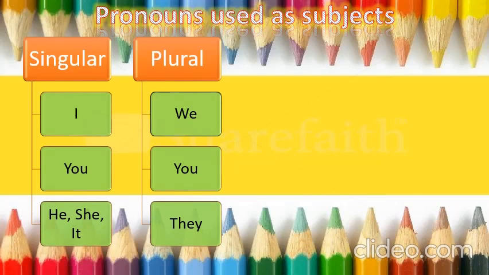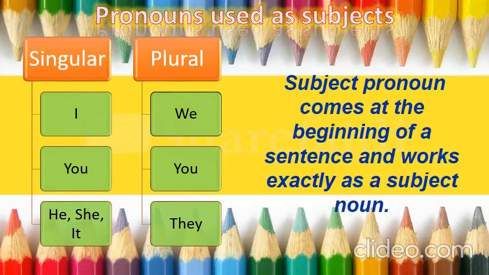Let's move. So you can see here the table, right? Singular pronouns and plural pronouns. I, you, he, she, it. These all are singular pronouns. And the next is plural ones. We, you, they. These are plural pronouns. That means these are used when there is more than one subject. And here subject pronoun comes at the beginning of a sentence and works exactly as a noun.